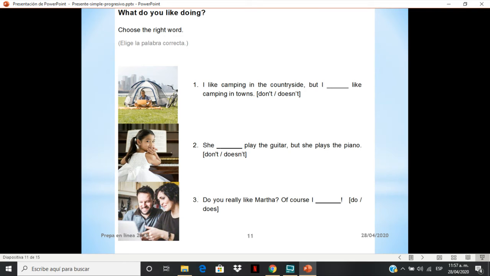Now, in this case, we have to choose the correct auxiliary. This is like a review of the present simple tense so that you can check what people do or usually like. In this case, we don't use present continuous. Yes, when you talk about likes or dislikes, remember you use present simple. So this is to see if you can check or notice the difference.